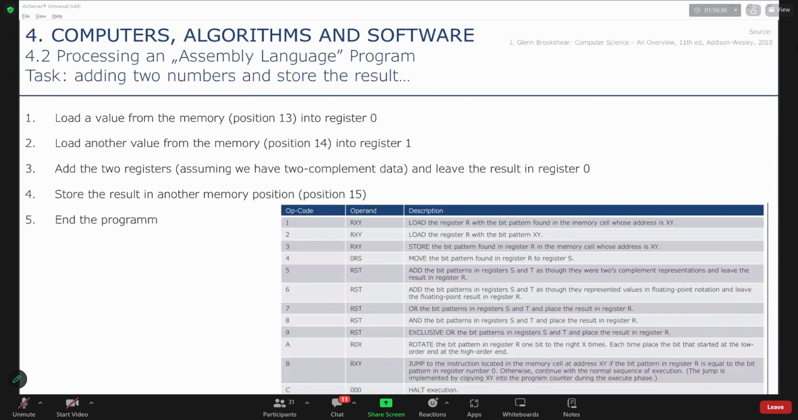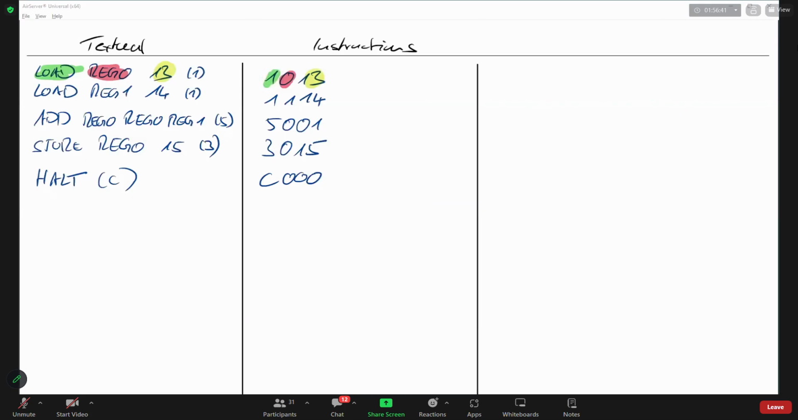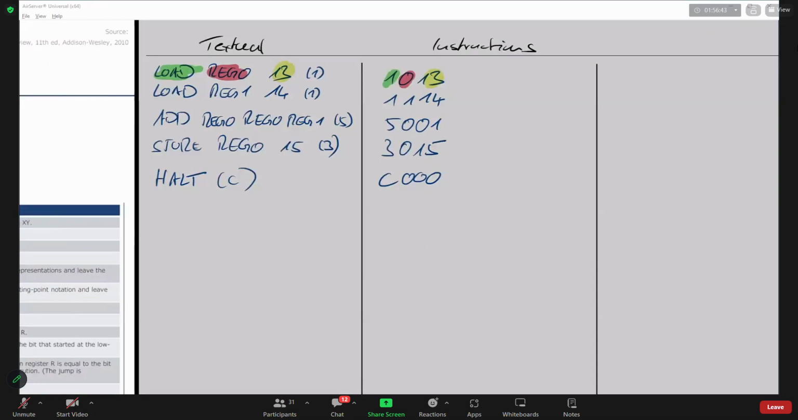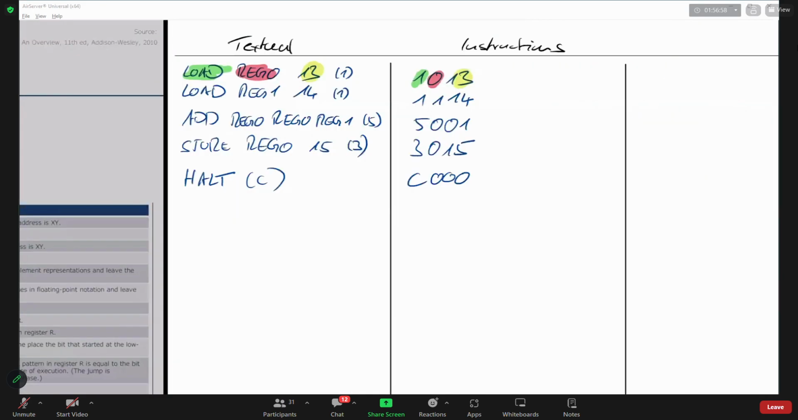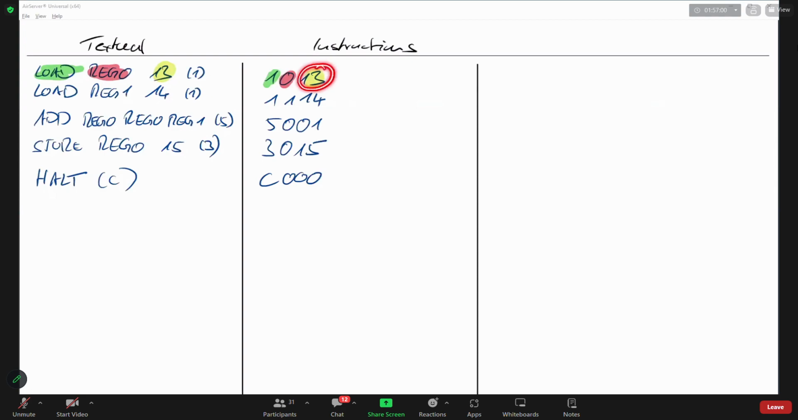So load has the operation code 1. That's what we have here. That's the operation code. And then the operands for the load register are R, X, epsilon. So load the register R with the pattern found in memory cell X epsilon. So we are loading register 0 with the pattern found in memory cell 13. Then we are loading register 1 with the bit pattern found in memory cell 14.